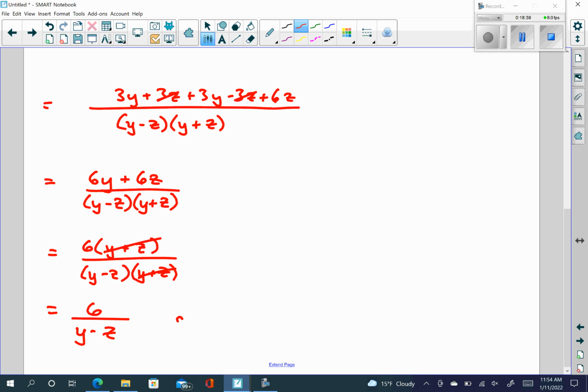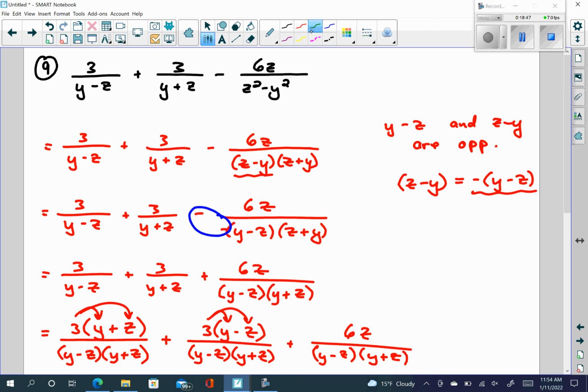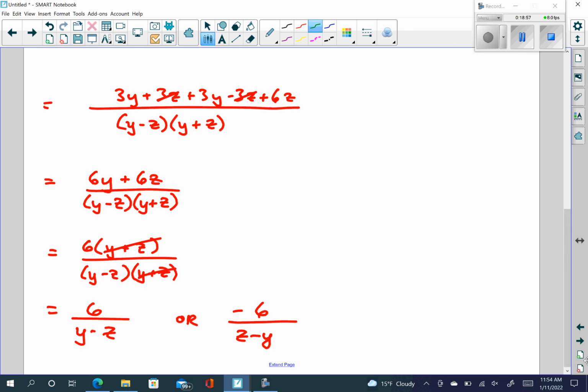So I had the other answer of a negative 6 over z minus y, just in case we go back to the beginning and if we replace the first one with the opposite of z minus y, then we would have to move that negative out in front. But all we did was we really just took the opposite of both. So if we took the opposite of our denominator here, we'd have to take the opposite of our numerator.